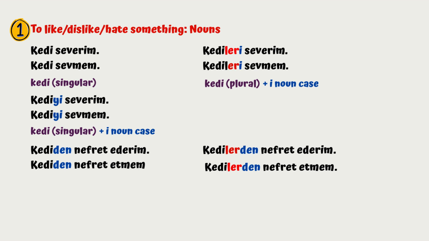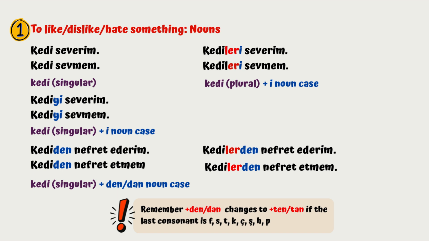Let's take a look at nefret ederim, nefret etmem, which means I hate, I don't hate, right? So kediden nefret ederim. Kediden nefret etmem. Here, kedi is in singular form, right? But den dan non case is attached to it. Den dan non case means from, remember. So this is how we say it in Turkish. We say I hate from something.